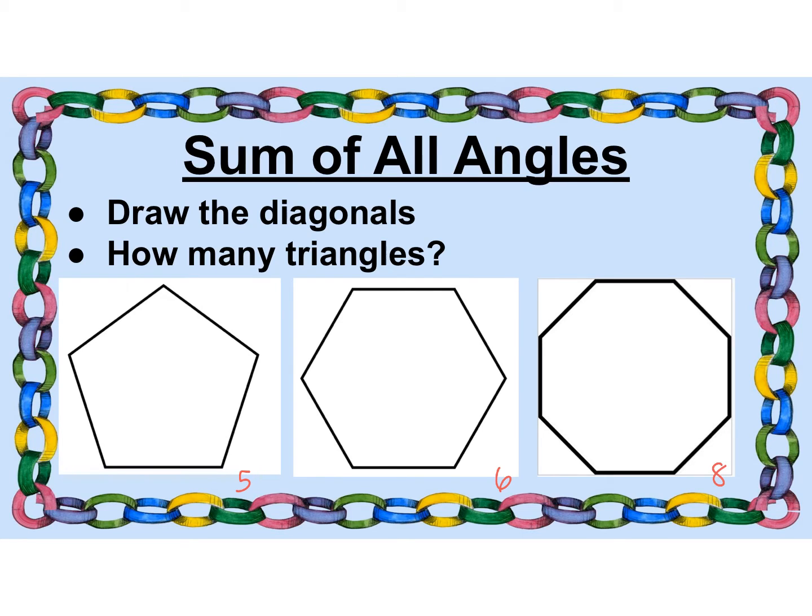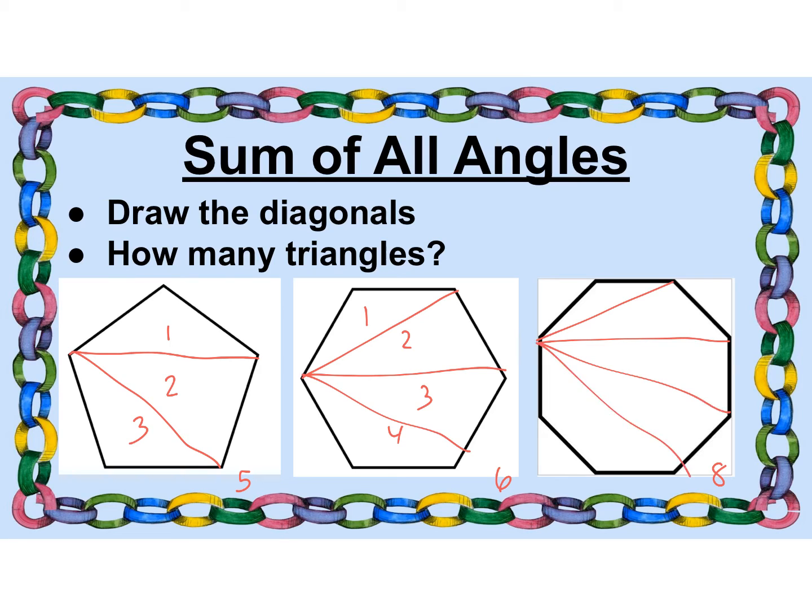And I'm going to draw the diagonals just from one vertex and see how many triangles there are. 1, 2, 3. I'm going to do the same for my hexagon, draw my diagonals. 1, 2, 3, 4. Draw my diagonals. 1, 2, 3, 4, 5, 6. So what do you notice about the number of sides compared to the number of triangles? Five-sided figure has 3 triangles, six-sided figure has 4, eight-sided figure has 6. Hopefully you notice that they have 2 less triangles.